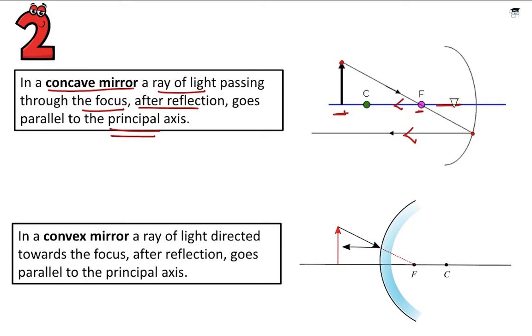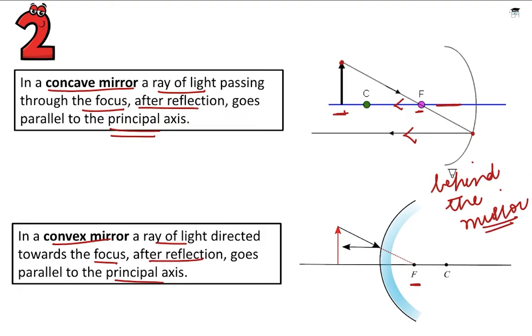It is easy. Okay. So the second is, in a convex mirror, a ray of light directed towards the focus after reflection goes parallel to the principal axis. So I think you are aware of this fact that the principal focus, or the focus, in case of a convex mirror, is behind the mirror. The focus is behind the mirror in case of a convex mirror.